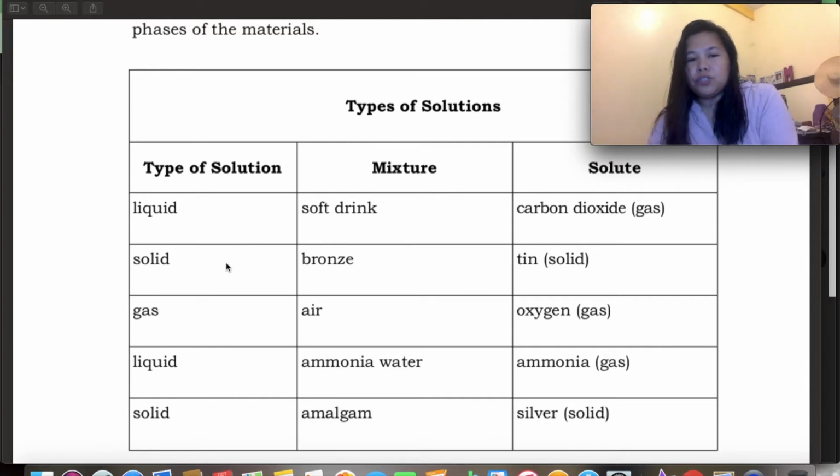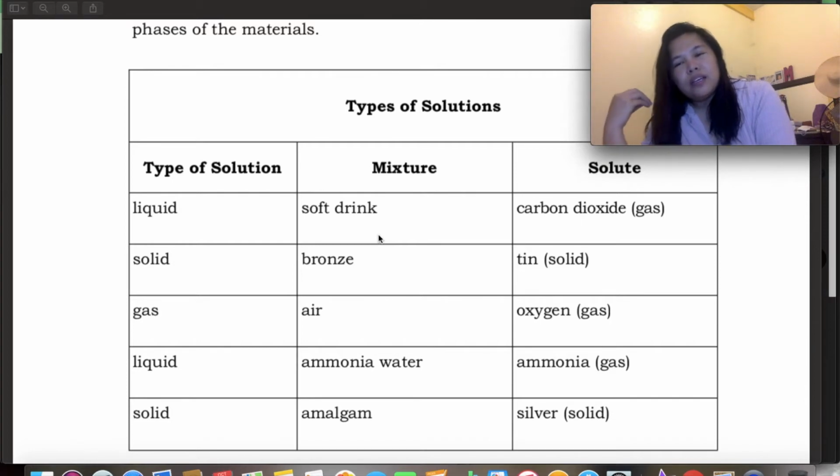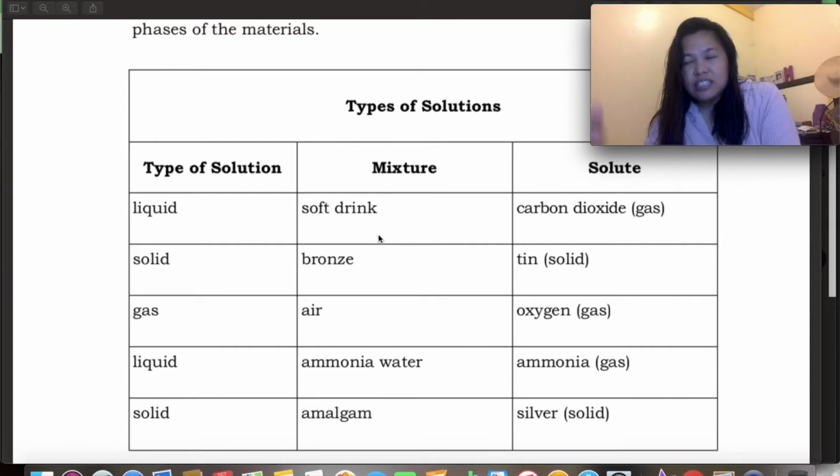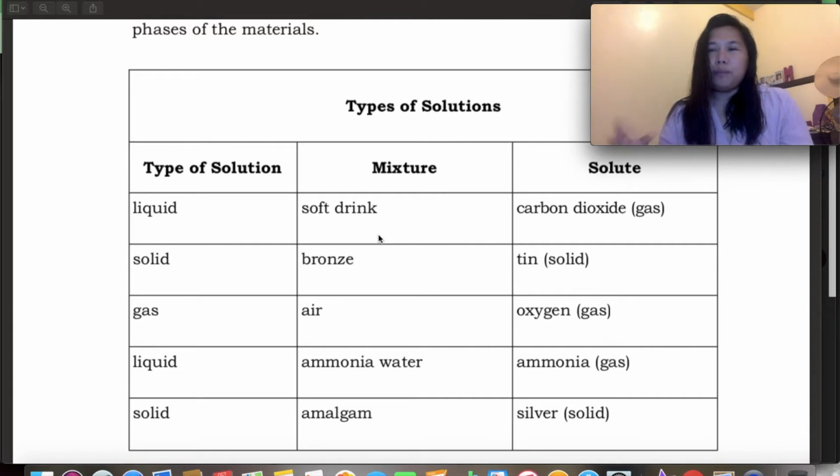Okay, the next type of solution is solid. The mixture is bronze. Bronze is always awarded for the top 3: gold, silver, and bronze. Bronze is third. What is mixed into it is tin. You will get to know tin when you are in high school because you will have the chemical table of elements. Tin is there, and tin is a solid. It creates the reddish color of bronze.